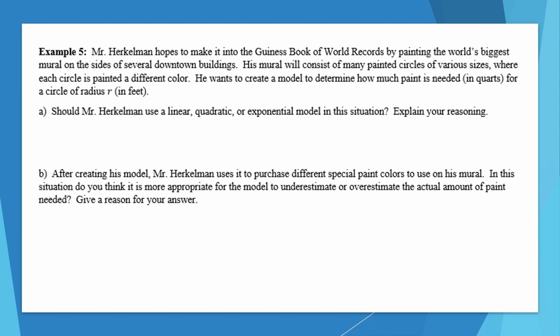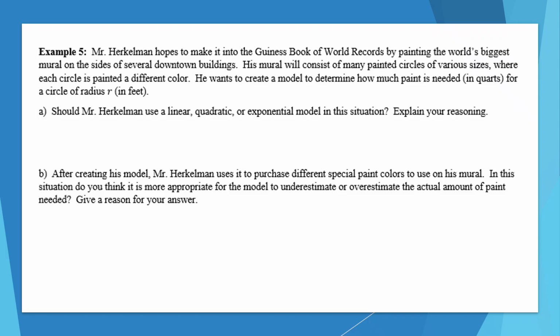And then finally, sometimes given the context of a story problem, it actually may make sense to over or underestimate our predictions based on the context of the story. So for example 5, Mr. Herkelman hopes to make it into the Guinness Book of World Records by painting the world's biggest mural on the side of several downtown buildings. His mural will consist of many painted circles of various sizes. He wants to create a model to determine how much paint is needed for a circle of radius r in feet. What type of model should I use?